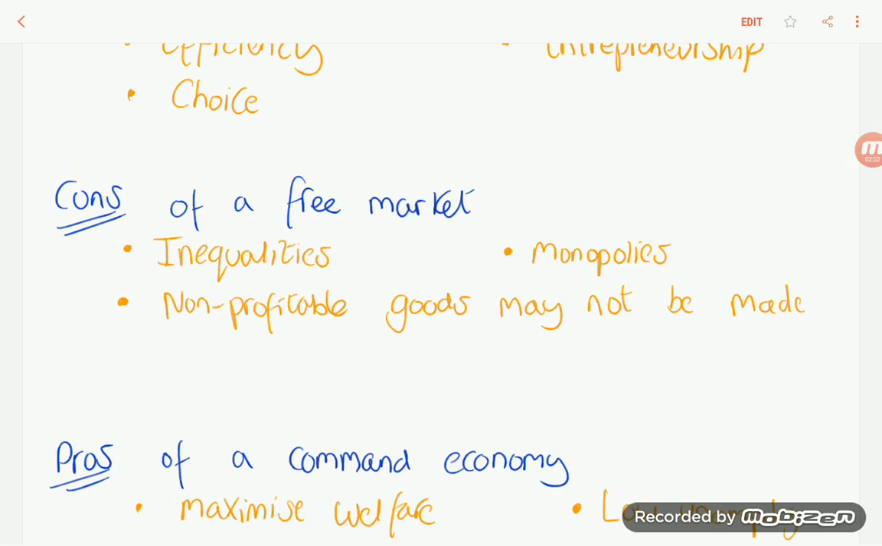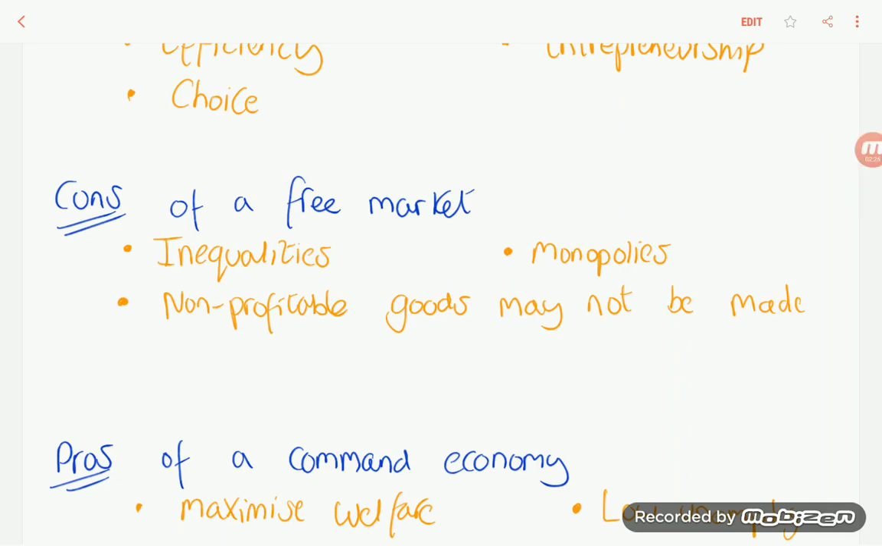Cons of a free market. Inequalities. Market economies can lead to huge differences in income. This can be particularly controversial, since many people think particularly large differences are unfair. And in a completely free market, anyone who is unable to work, even if it's not their fault, would receive no income.